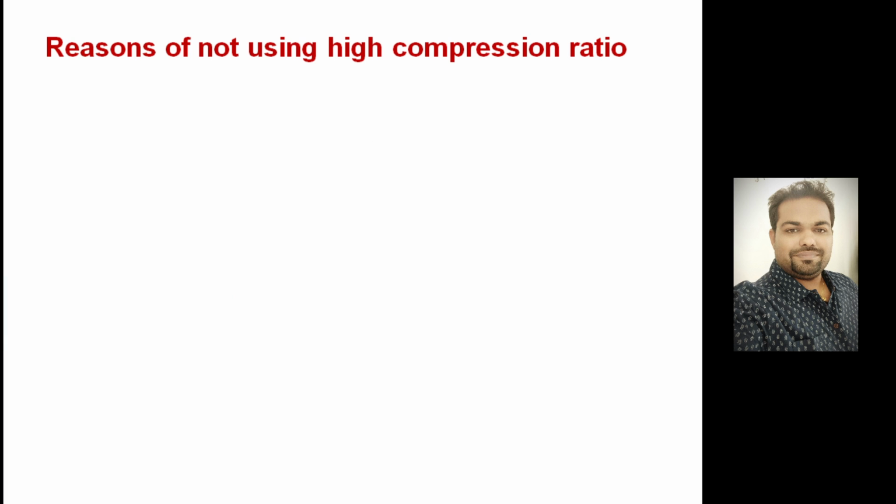What is the reason for not using a high compression ratio? I have already given you the answer. There are a lot of problems. Pre-ignition is the one biggest problem. Pre-ignition is when you desire the ignition to happen at somewhere around 400 degrees Celsius, but as we are using a high compression ratio, ignition will start much earlier than that. It may start at 300, but you are ready for initiating the spark at 400 degrees Celsius. That means before the initiation of the spark itself, your combustion will start. That problem is called pre-ignition.